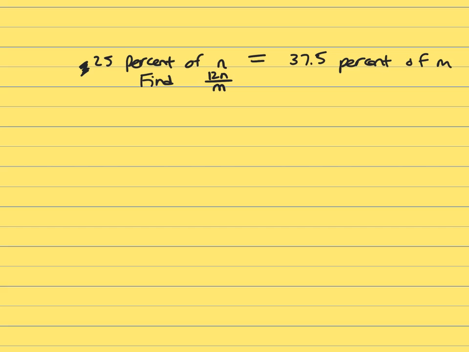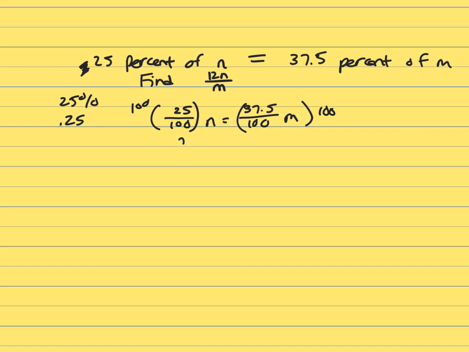25%, you can write that as 0.25, but I'm going to write it as 25 over 100. So 25 over 100 times n equals, same thing for 37.5, 37.5 over 100 times m. And now let's multiply both sides by 100 to clear our fractions. That's going to leave me 25n equals 37.5m.